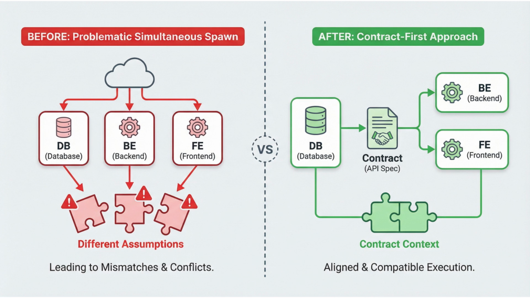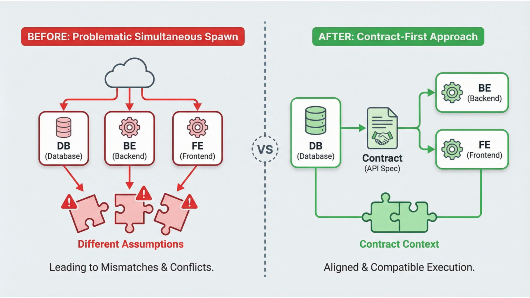Backend builds endpoints querying the real schema. Frontend makes assumptions consistent with what backend actually has. When they integrate, everything matches because they started from the same foundation. This extends beyond database to backend. Any dependency benefits from contract-first spawning.